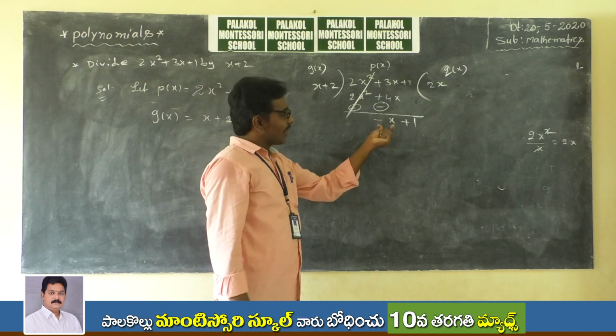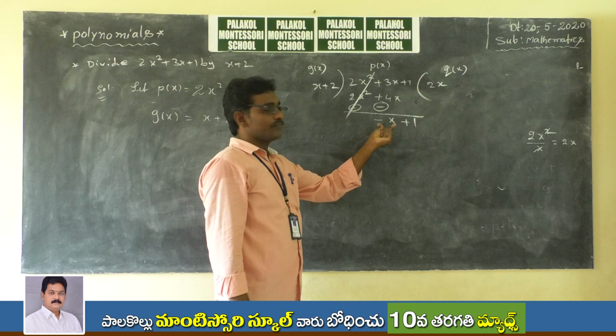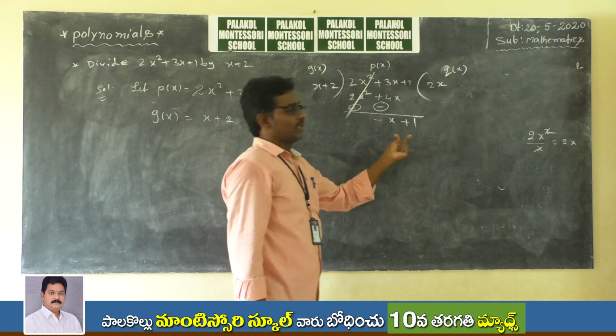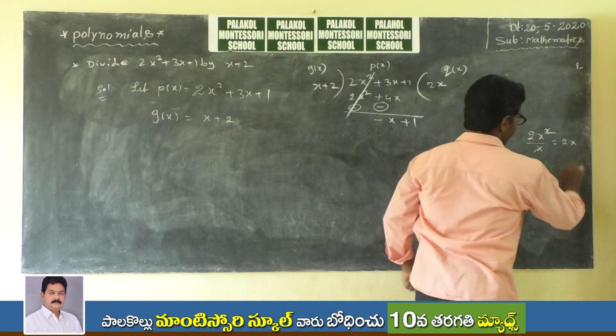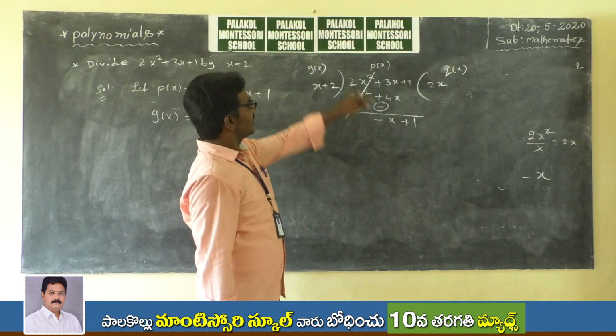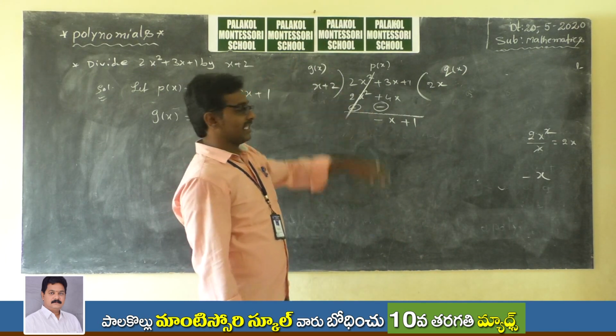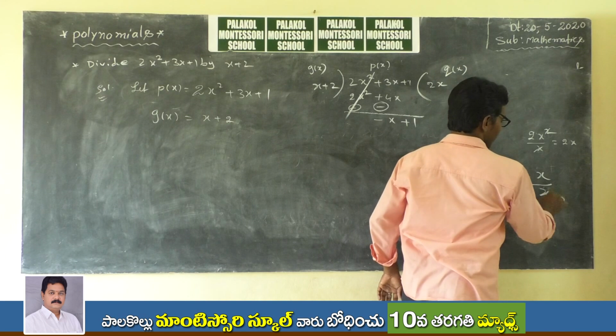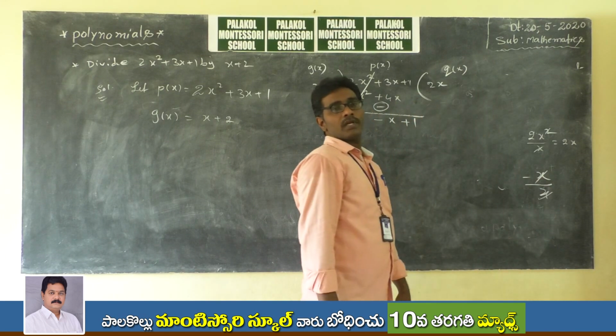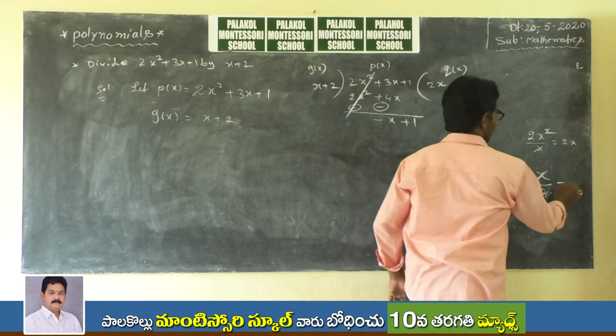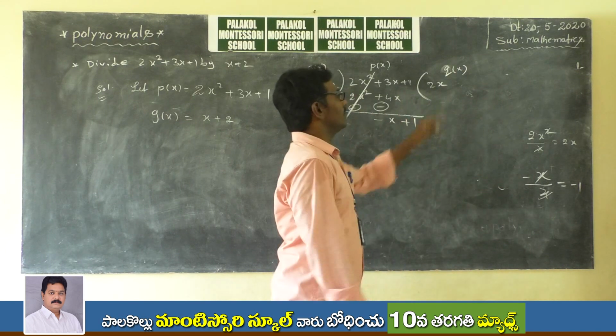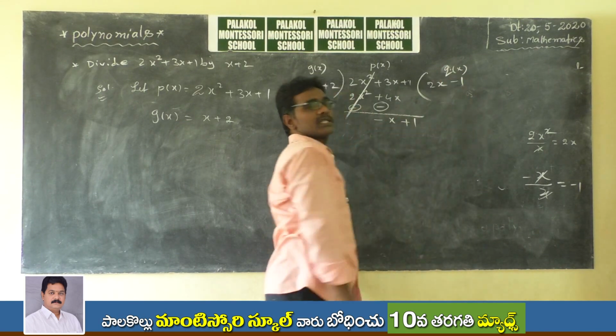Now in the polynomial, what is remaining here? Minus x is remaining, the first term. So write in the rough minus x. What is the first term in g of x? x. How many times is it cancelled? 1 time. So here remaining minus 1. That's what you write in q of x: minus 1.